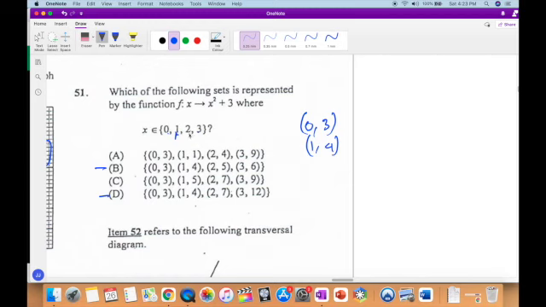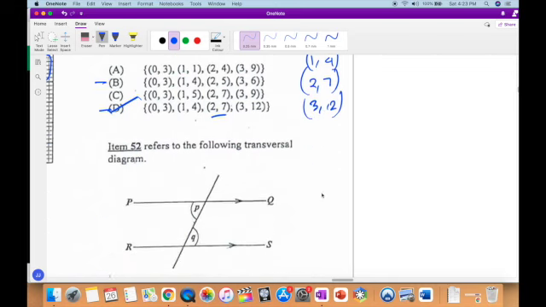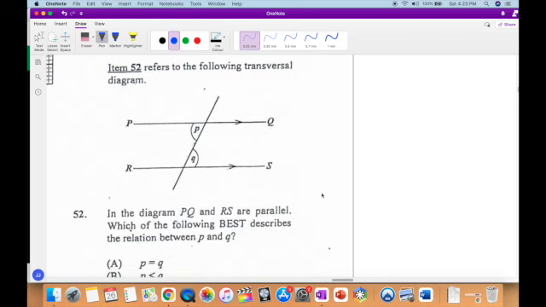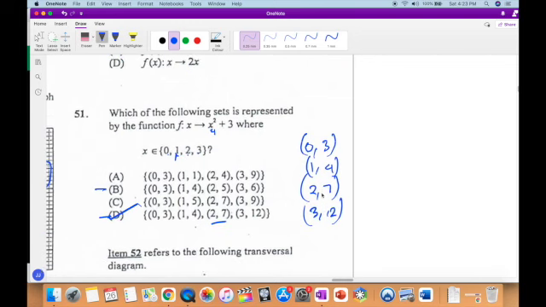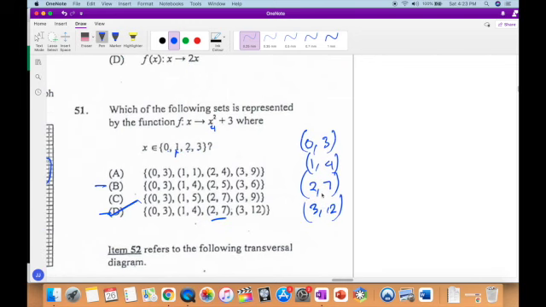And when x is 2, 2 2s are 4, plus 3 is 7. So it's only D that has that. So I got the answer, and just to check, 3 3s are 9, 10, 11, 12. Yes, you will get 3, 12 for the last one, right? Shizay, you understand how I did this one? Yes. All right.